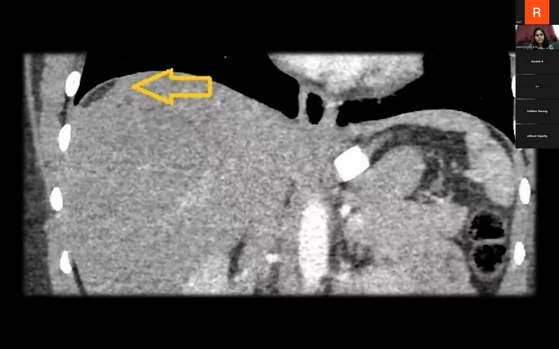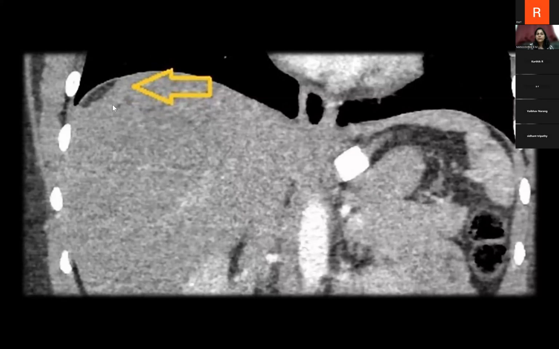Your timer is started. Timer up. Raghunath has answered it first, and many of you all have answered it correctly and also attempted. Very good. This is pseudolipoma of Glisson's capsule.